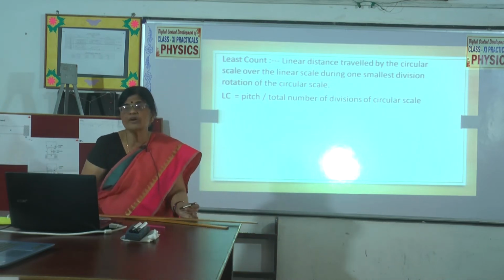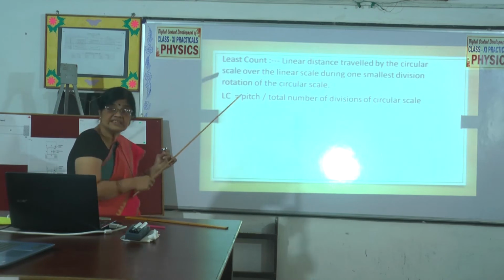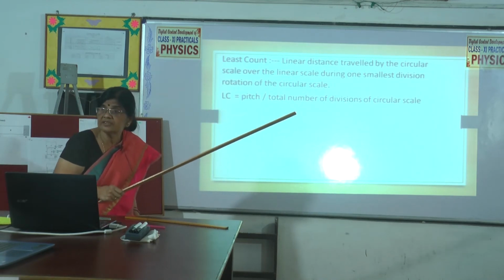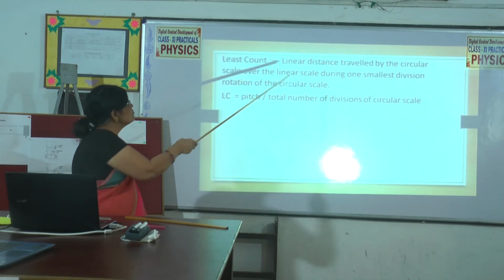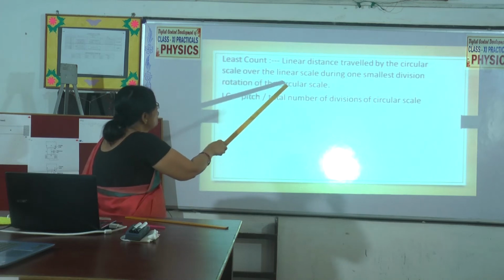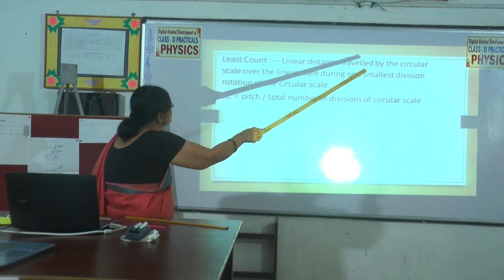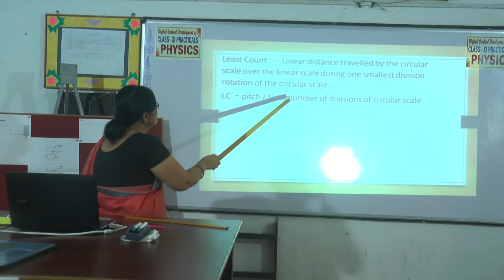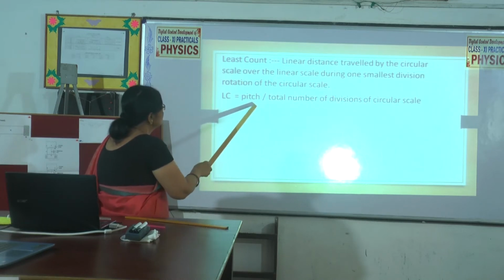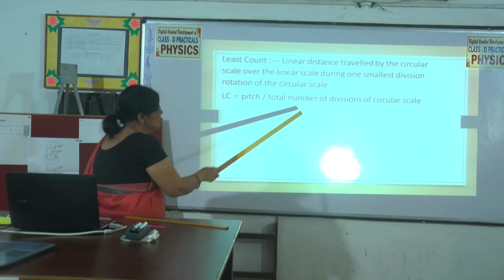So what is the least count definition? Here it is a linear distance. Least count is again a constant of the screw gauge. Pitch is also a constant. Pitch is 0.1 cm, least count is 0.001. It is the linear distance travelled by the circular scale over the linear scale during one smallest division rotation of the circular scale. What is this now? Pitch divided by the total number of divisions. That is 0.1 by 100 in my case.